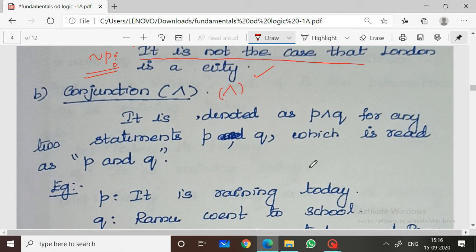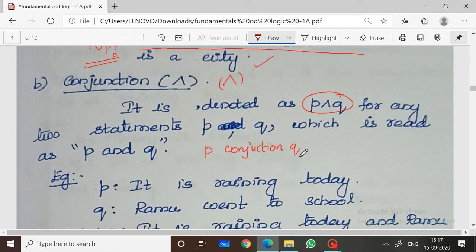It is denoted as P conjunction Q. For any two statements P, Q, it is read as P and Q, or P conjunction Q. You can state it in both ways.